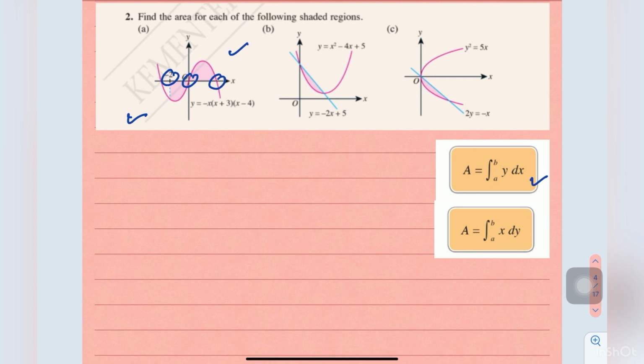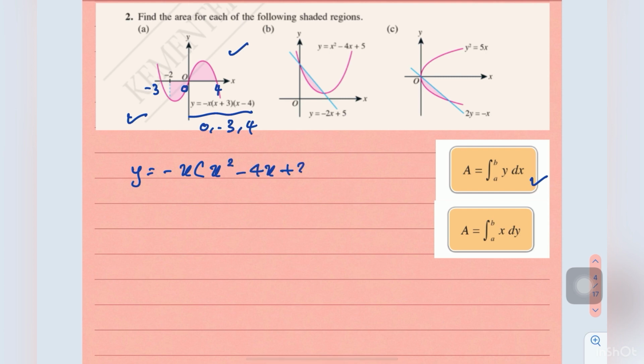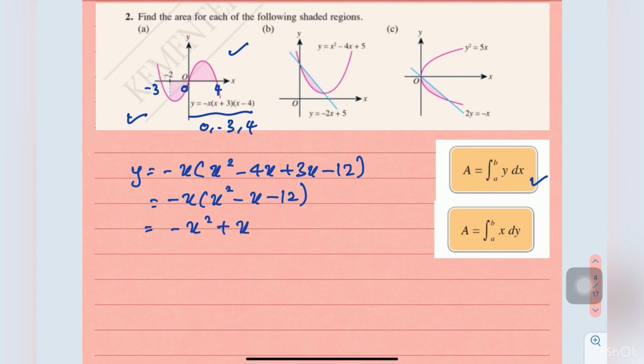So now find the limits first. To find the limits, look at the function and find the roots. From this function, the roots are 0, negative 3 and 4. This one is negative 3, this one is 0, this one is 4. Expanding the function, y equals negative x times (x squared minus 4x plus 3x minus 12), which is negative x times (x squared minus x minus 12), equals negative x cubed plus x squared plus 12x.